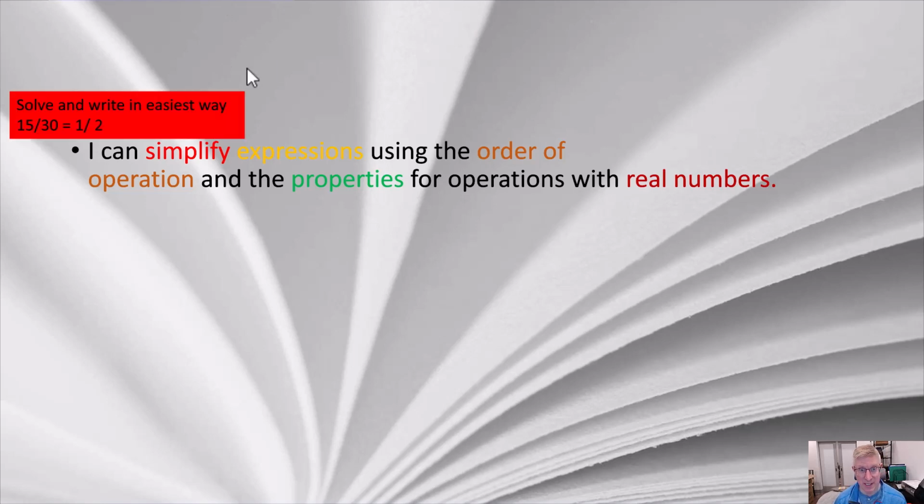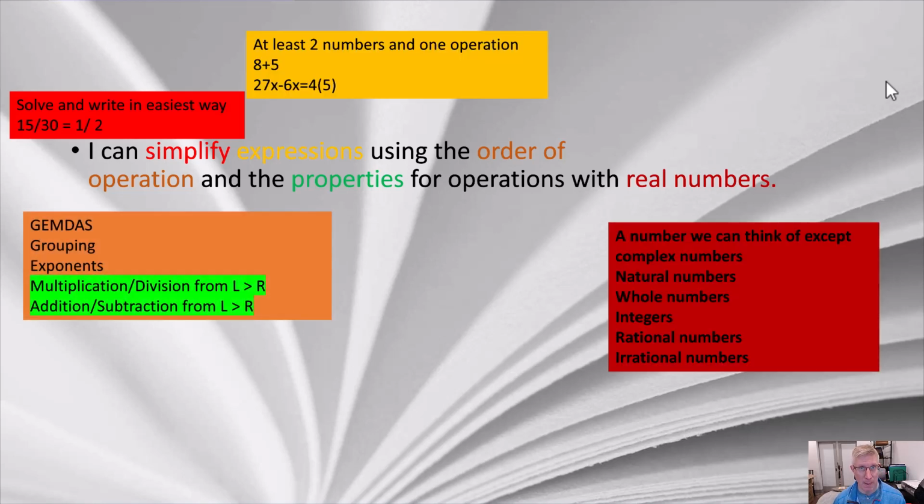Simplify is another way to say solving a math problem. When we say simplify an expression, students, you're basically saying write it in the simplest way possible. 15 over 30 is half, or 1 over 2. Meanwhile, an expression has two numbers and one operation. So 8 plus 5 is addition. Because it has that addition and two numbers, it is an expression. And then you would do the same for order of operations and properties and real numbers.